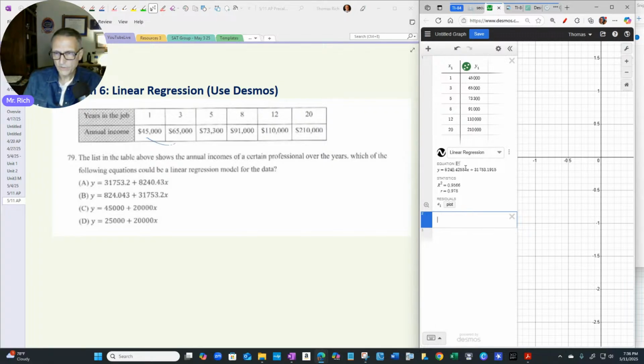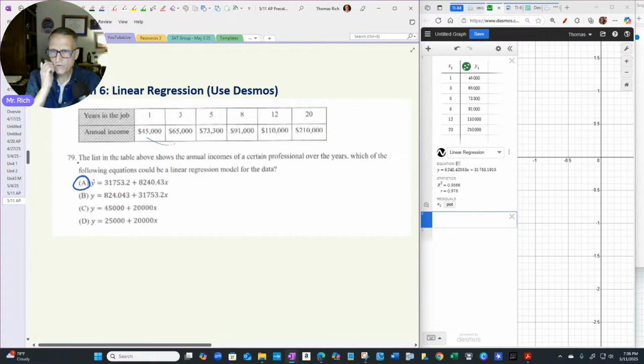I know that my answer is, do I know what it is? 8240, yeah, so it's going to be A. It's the exact answer right there. Okay, so just dump that right in there. I can make the case that I can do this in certainly less than half the time it would take me to do a linear regression on the TI-84. Okay, so that's it. That was pretty easy.